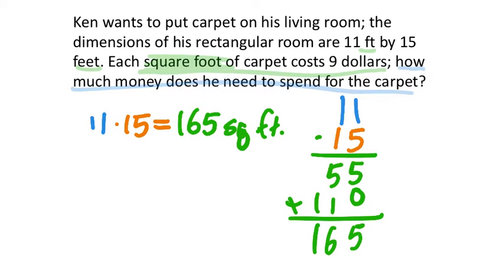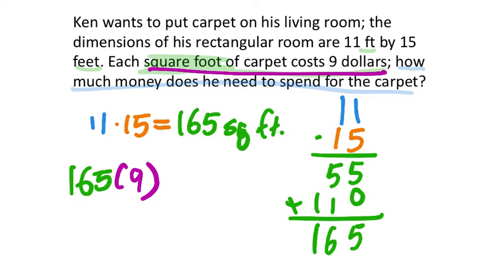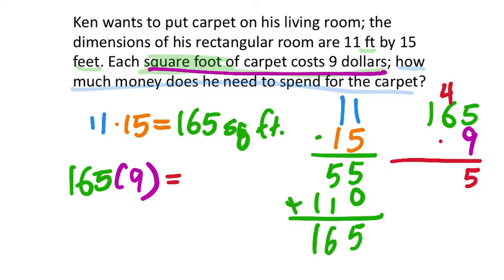But it says here that it's $9 for every square foot. So it's like saying you got 165 groups of 9. So that's 165 times 9. Whatever we get from this will tell us the cost. So let's go ahead and stack this up. I'll just do the work over here again. 165 times 9. So 9 times 5 is 45, carry the 4. 9 times 6 is 54, but add the 4 there makes that 58, carry the 5. 9 times 1 is 9, but add the 5 makes that 14. So it looks like the cost for this one room will be $1,485.